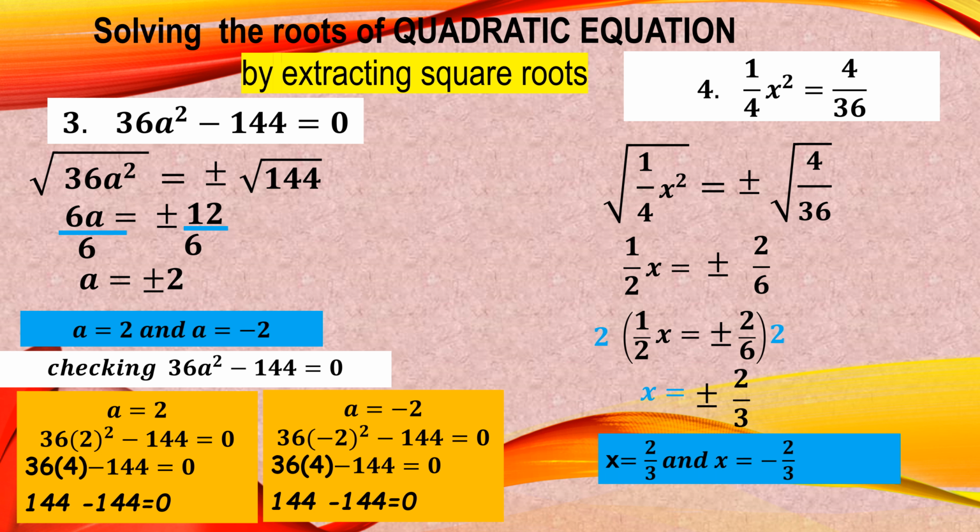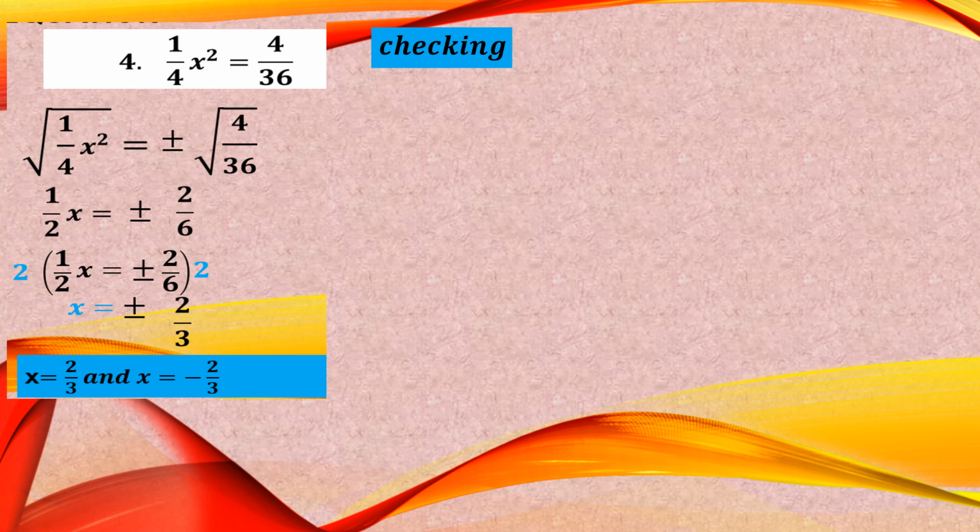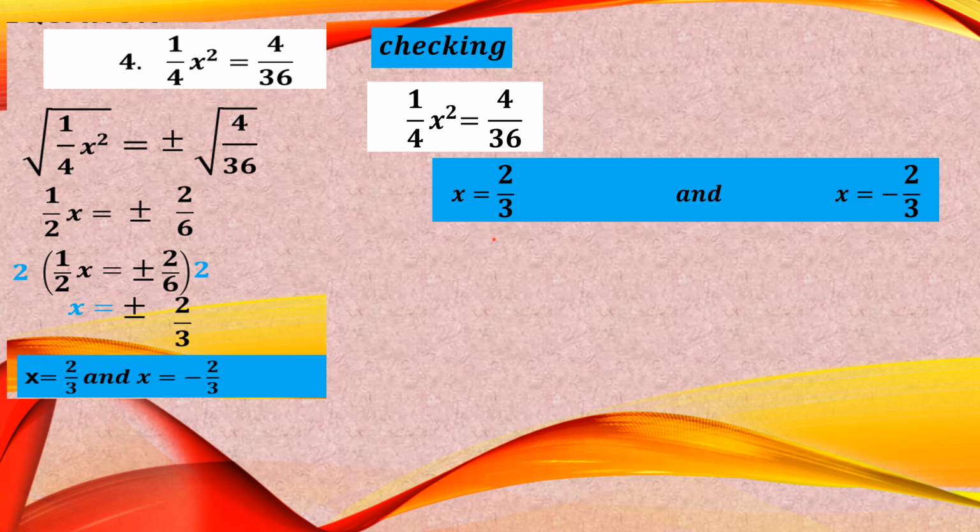So what are the two roots? The two roots are 2/3 and negative 2/3. So these are the two roots of the given quadratic equation. So how do we check them? In the checking, we'll be using the original equation. We have 1/4 x squared equals 4 over 36. Let us try the 2/3. So 1/4 x squared equals 4 over 36, in which the x is 2/3. So that's 1/4 times 2/3, which is our x, to the power of 2. Is it equal to 4 over 36?